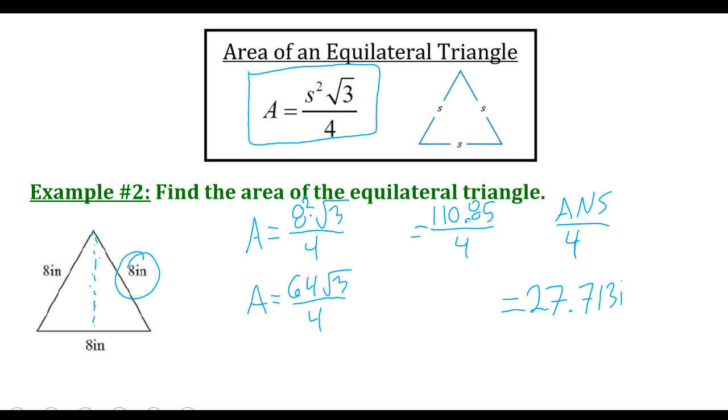27.713 inches squared. Now, in Big Ideas or anywhere else, you're probably going to be rounding to 2 decimal places, so 27.71 is fine, but good to be elaborate. Sweet.